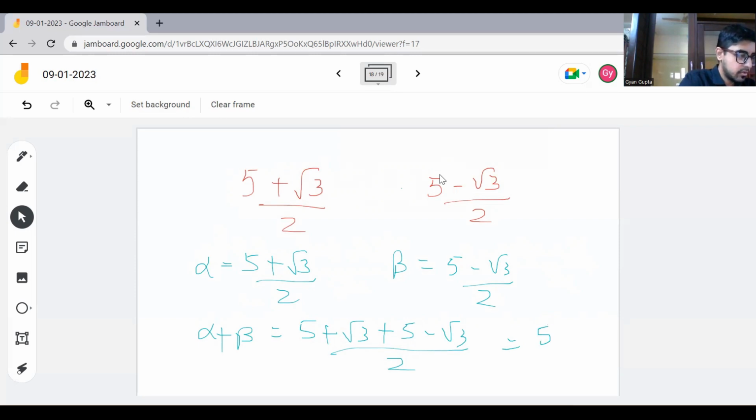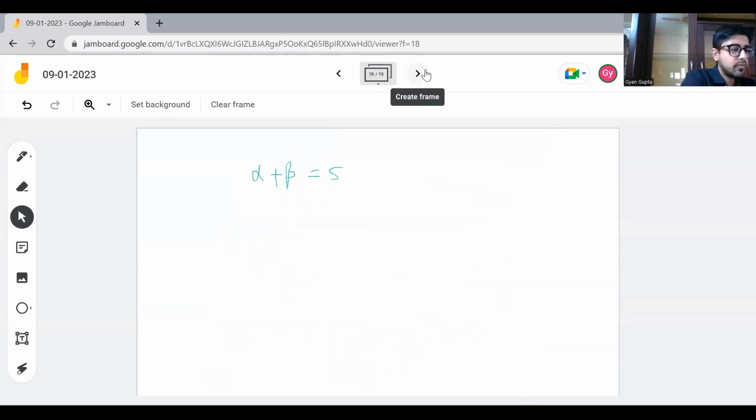Alpha beta is 5 square minus root 3 square by 4, which is equal to 25 minus 3 by 4, which is equal to 11 by 2. We know alpha plus beta is equal to 5 and alpha beta is equal to 11 by 2. This is equal to minus b by a. This is equal to c by a. Assume a is equal to 1.